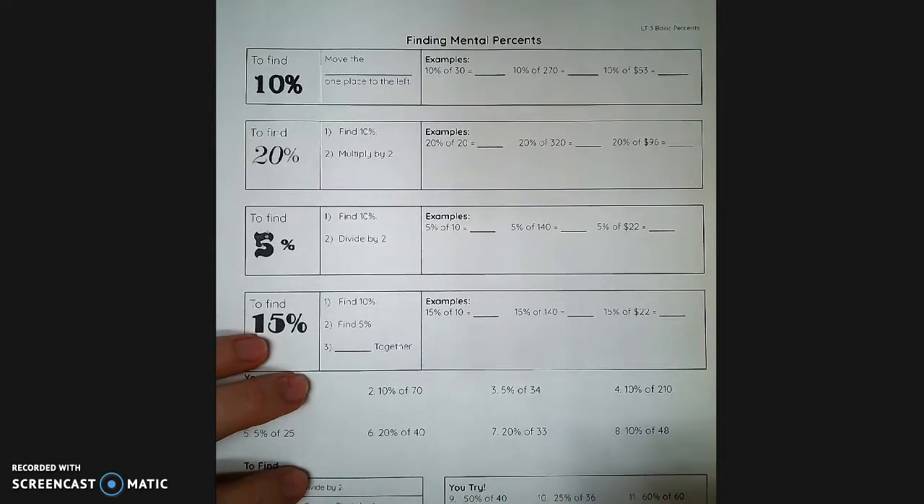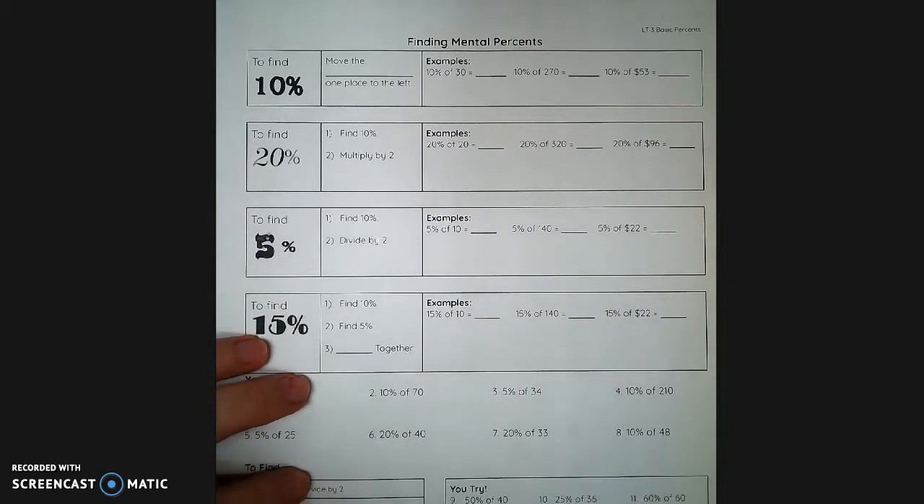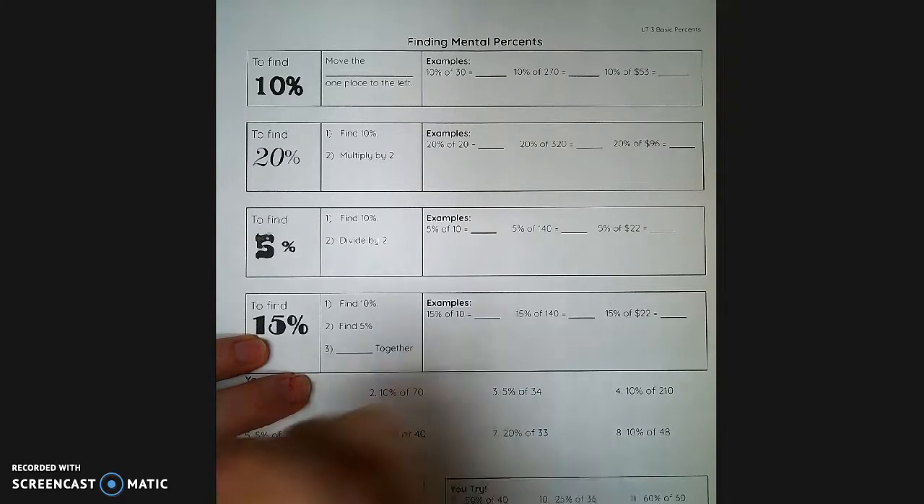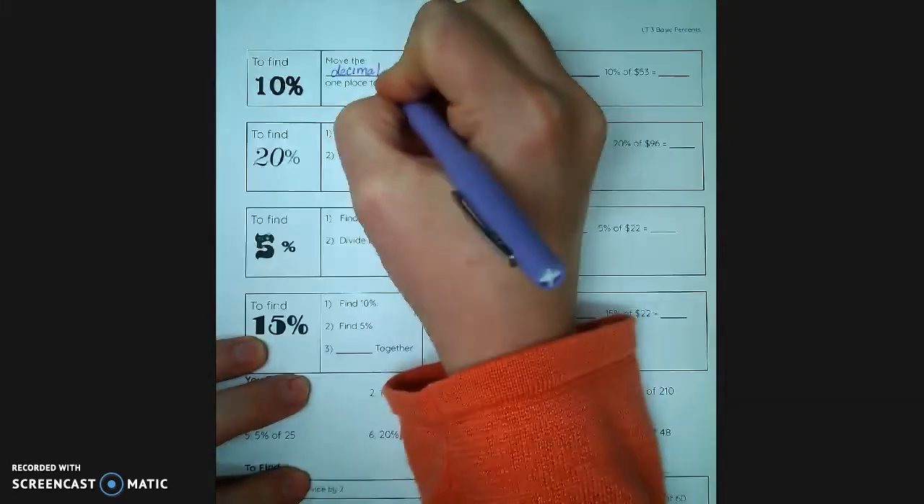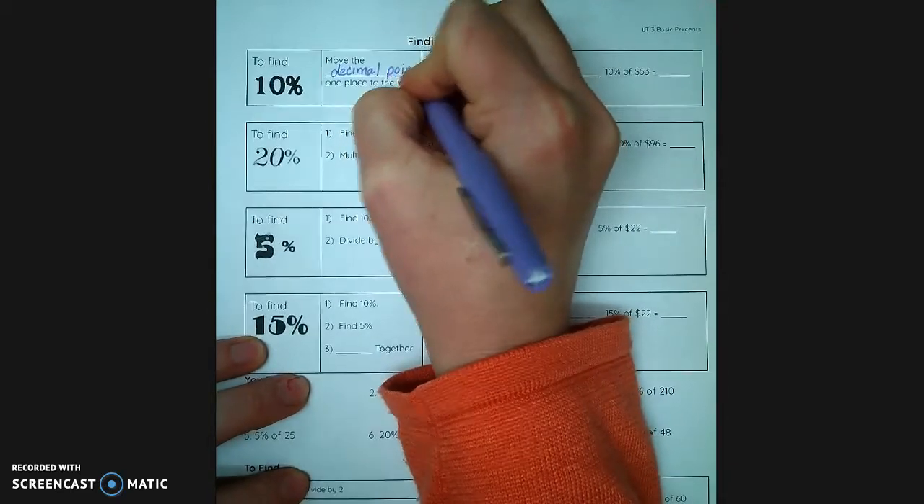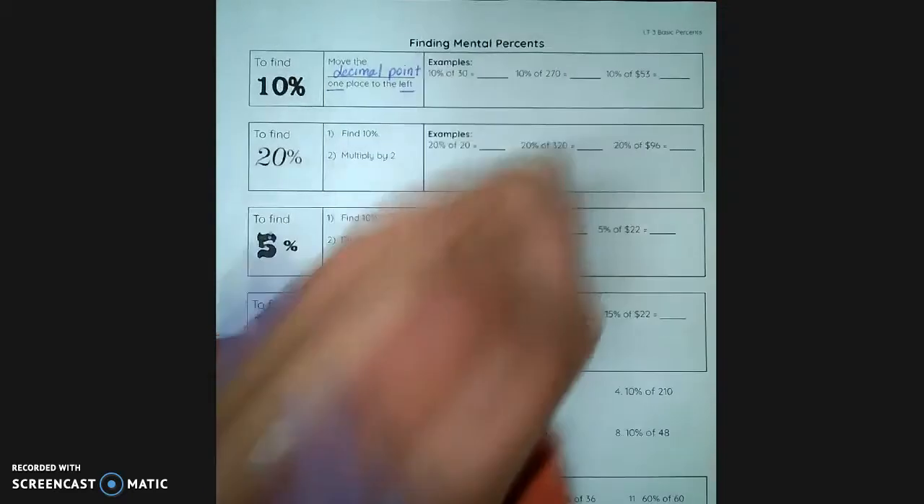And we have been doing this with the bar models. That simply means we're going to take whatever our number is and we're going to divide it by 10. Well, when you divide by 10, you simply move the decimal point one place to the left.